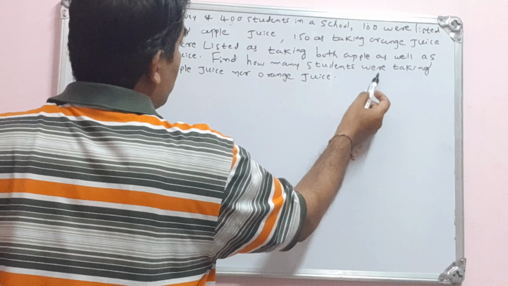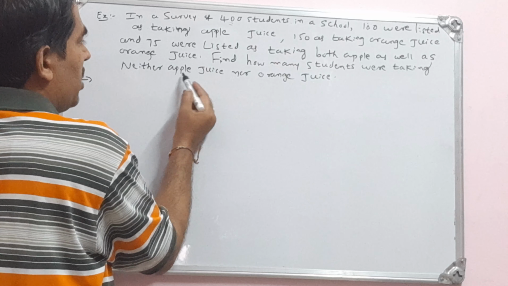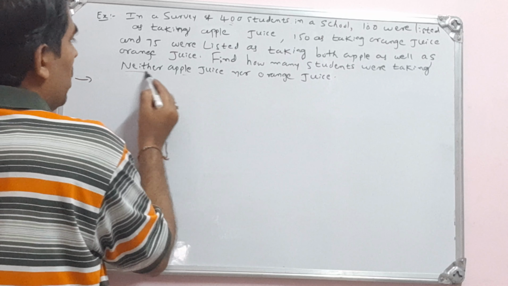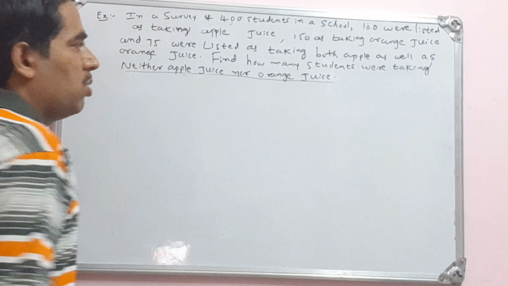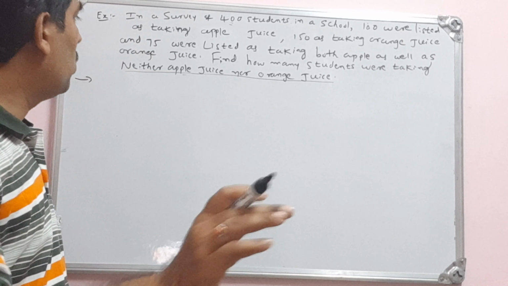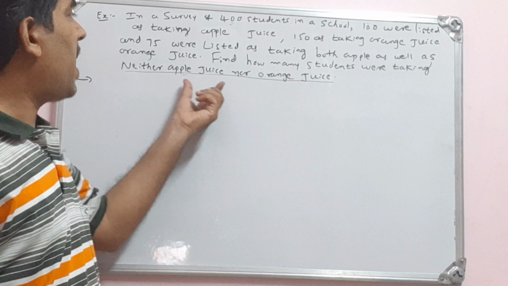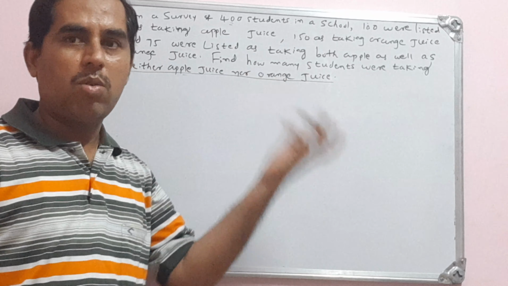Find how many students were taking neither apple juice nor orange juice. Observe this last line carefully: neither apple juice nor orange juice. We have to find the number of students who don't like to drink apple juice or orange juice. So neither apple juice nor orange juice, we have to find that.